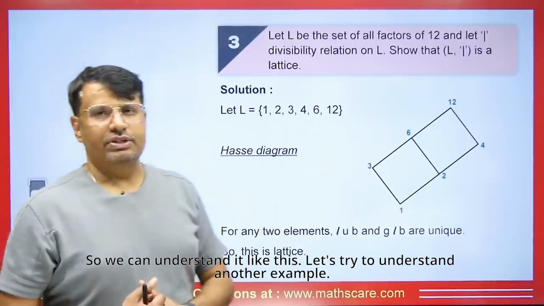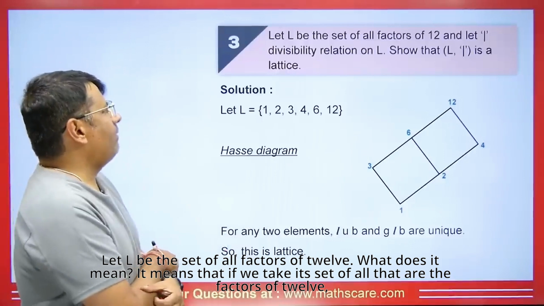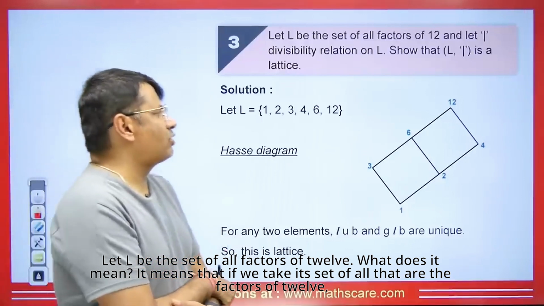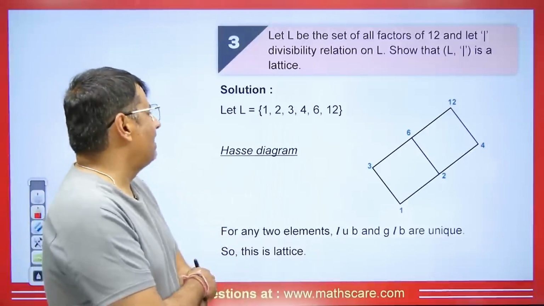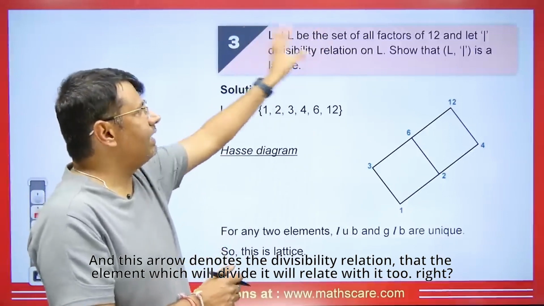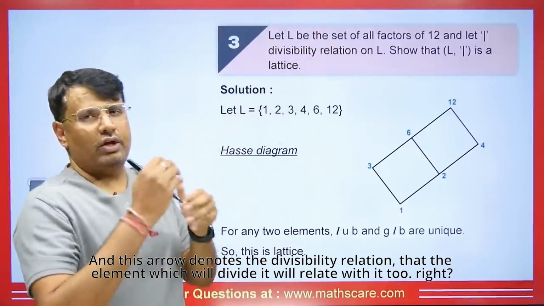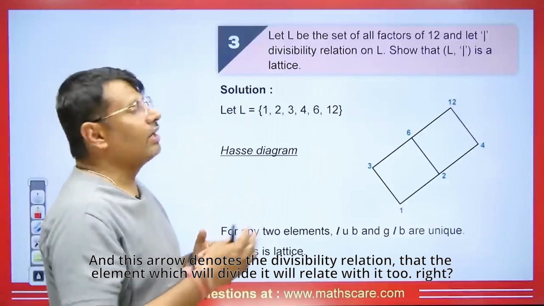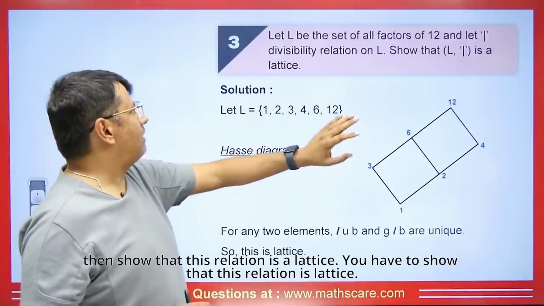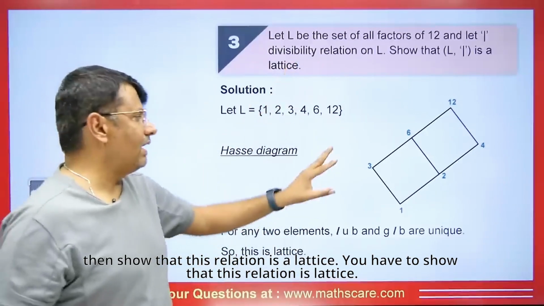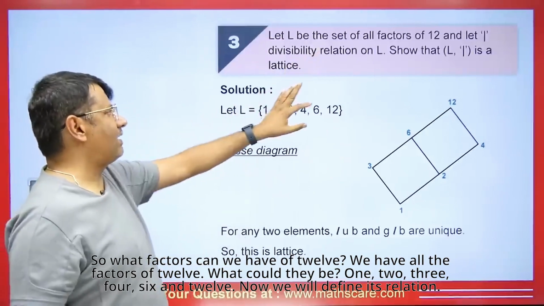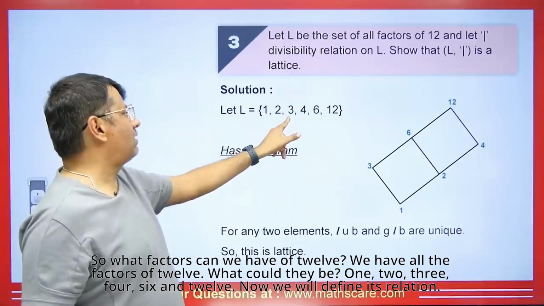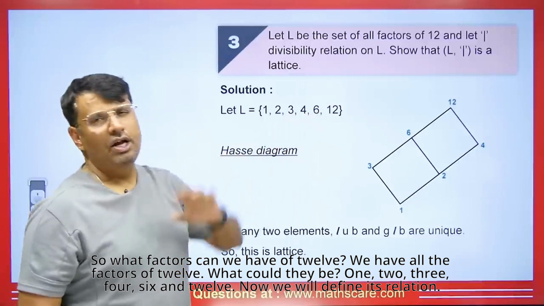Let's try to understand another example. Let L be the set of all factors of 12. What does it mean? It means we take the set of all factors of 12, and this arrow denotes the divisibility relation. The element which divides another will be related with it. Then show that this relation is a lattice. You have to show that this relation is a lattice. So what factors can we have of 12? They are 1, 2, 3, 4, 6 and 12.